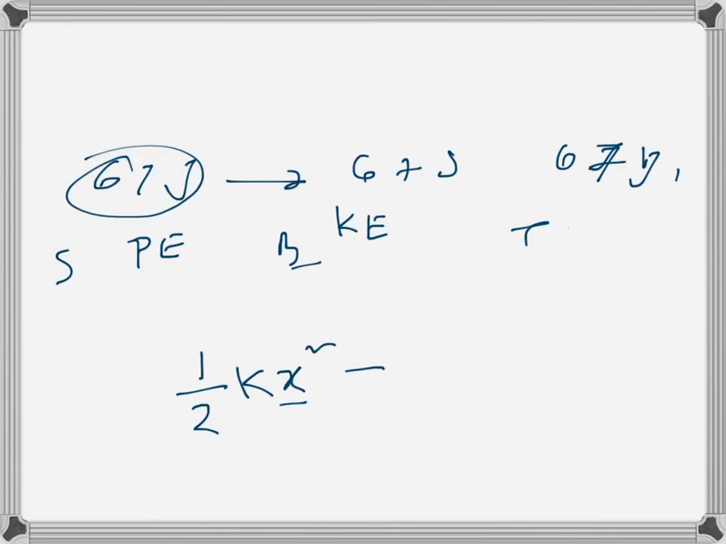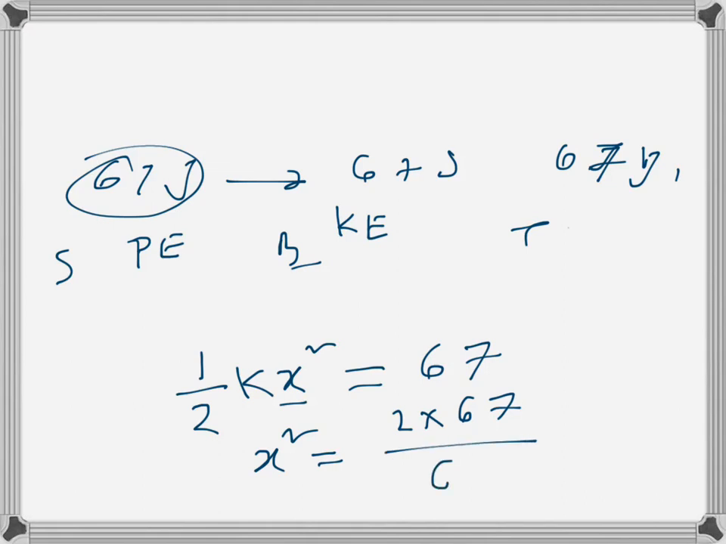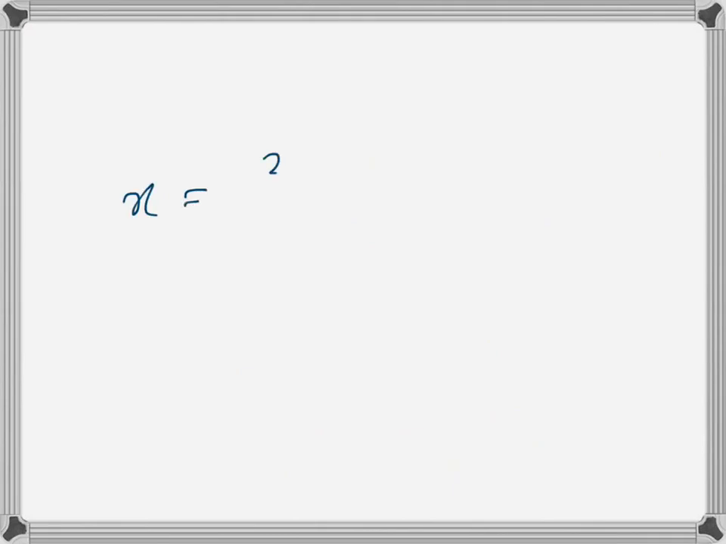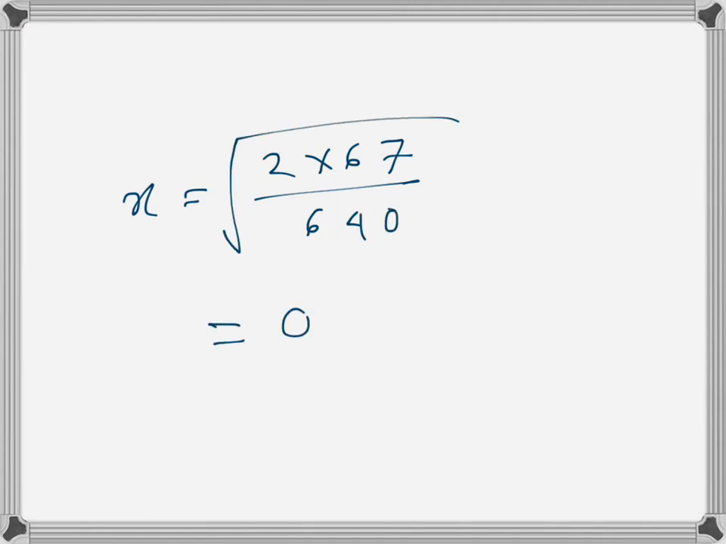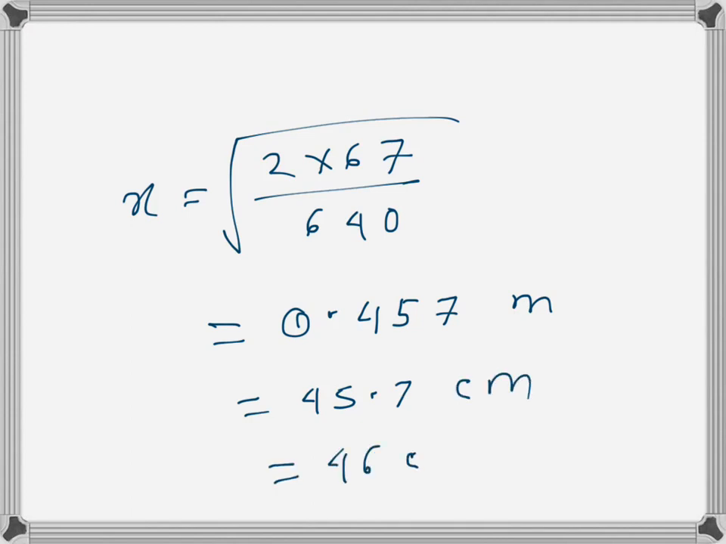So half k x squared will be equal to 67, and we get x squared equal to 2 times 67 divided by 640. So x will be the square root of 2 times 67 divided by 640. That gives 0.457 meters approximately, or 45.7 centimeters, or maybe 46 centimeters. That's the compression length of the spring.